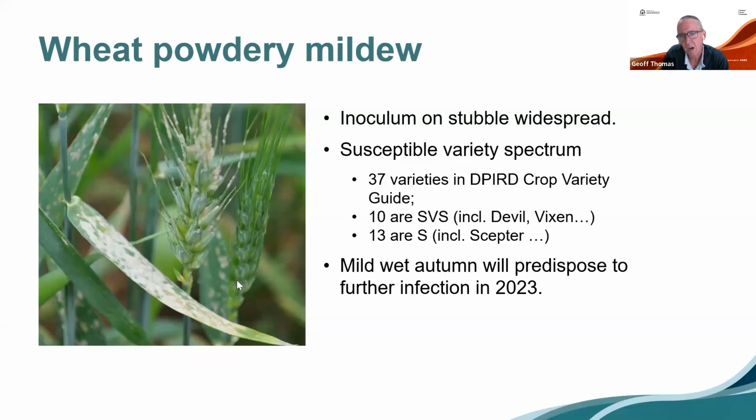We know that our variety spectrum is at the susceptible end, 23 out of 37, so over 60% of our varieties are at that susceptible end of the spectrum, and represented in that are varieties like Scepter, which take up a huge amount of that crop area. So certainly any regrowth that's emerging will be susceptible. Places that have had that mild wet autumn, and we saw there were areas that had plenty of soil moisture, that will predispose to further infection this year.